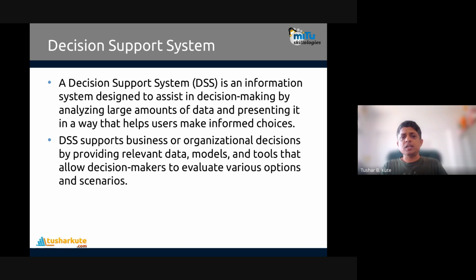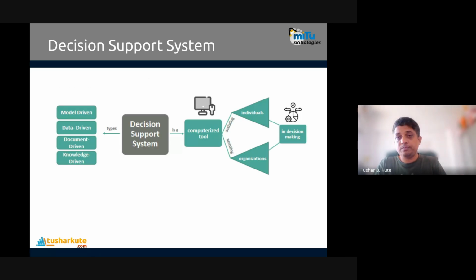So this DSS supports business or organization decisions by providing relevant data, models, and tools that allow decision makers to evaluate various options and scenarios. That is the primary outcome of decision support systems. There are various types. Initially, the types are mentioned: model driven, data driven, document driven, and knowledge driven systems.